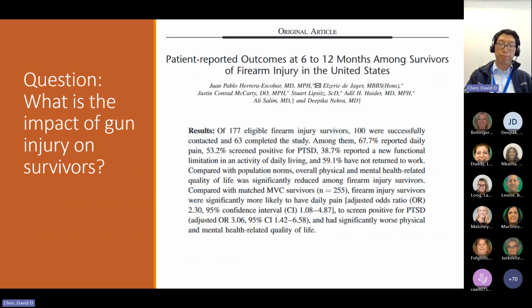What we also know is that for those that are victims of firearm injury, compared to those with similarly severe injury, as graded by injury severity scale through trauma registries, firearm injuries are more associated with having pain, PTSD, and worse quality of life, even when controlled for the severity of injury, compared to a matched controlled set from, say, motor vehicle accidents by comparison.